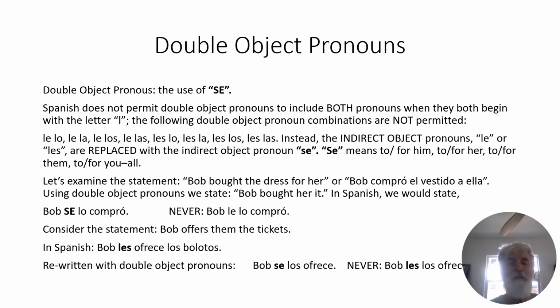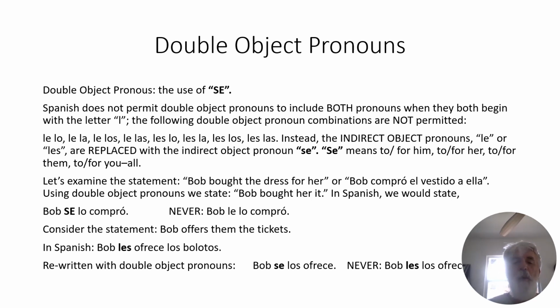Spanish does not permit double object pronouns to include both pronouns when they both begin with the letter L. So they can't both begin with a letter L. So you can't have le, lo, or les, las. You can't have two double object pronouns beginning with an L. And so there's your rule. So what do we do in such a case?